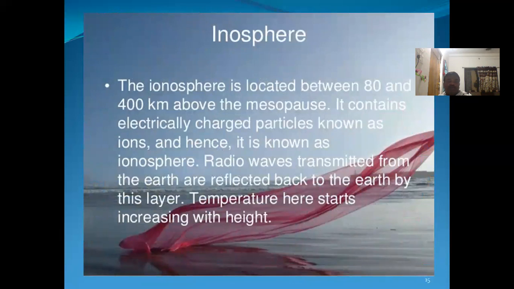Then the ionosphere. The ionosphere is located between 80 and 400 kilometers above the mesosphere. It contains electrically charged particles known as ions, and hence it is known as the ionosphere. Radio waves transmitted from the Earth are reflected back to the Earth by this layer. Temperature here starts increasing with height.